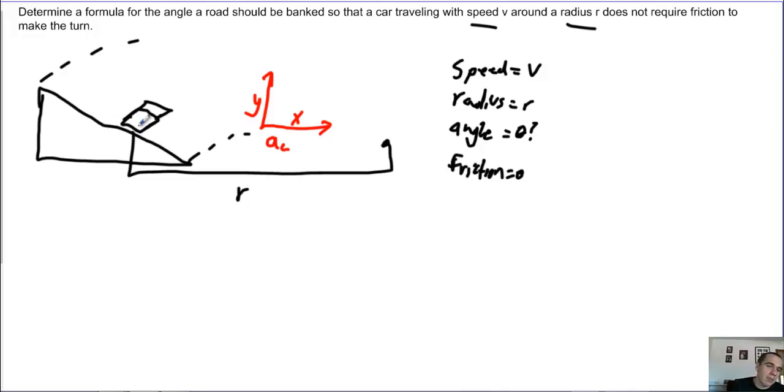So when I come and I actually label my forces, I have the force due to gravity, which acts straight down. It's all in the y direction. And I also have the normal force, which acts perpendicular to the surface, up and right. It's not all in the y direction or all in the x direction. It's got components in both. So of course I want to go ahead and deal with both of those components and label them, put them in. So this is the normal force, this is the normal force in y, and this is the normal force in x. Alright, now we're supposed to find a formula for the angle theta so that we don't need friction.